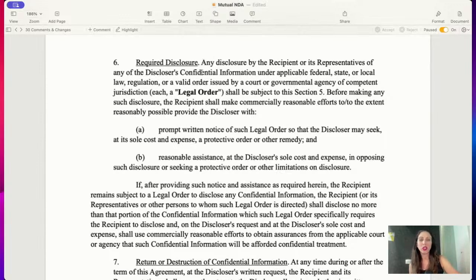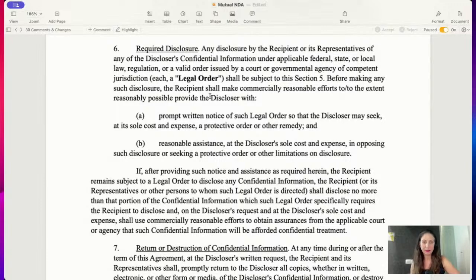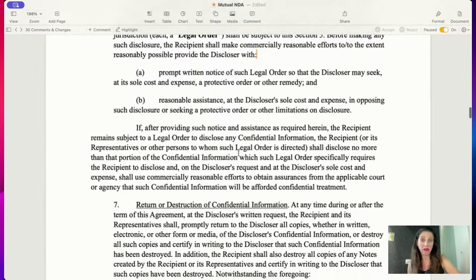So what is really good is to look at how that plays out practically. And that's what I'm doing here. So any disclosure under a valid legal issue should be subject to this section. So this is what the required steps and processes are going to be. And I'm going to guess there's going to be some type of notification requirement here as well. So before making any such disclosure, the recipient shall make commercially reasonable efforts to, or to the extent reasonably possible, do the following. What this is saying is I can't just give information to the FBI because they come along and ask me for it. I have to follow these steps. Otherwise, I will be in breach of the contract.